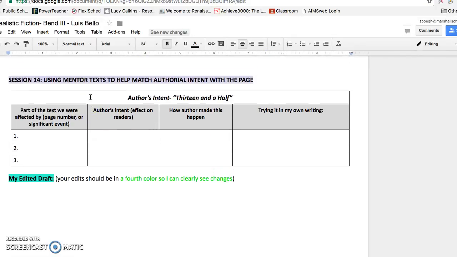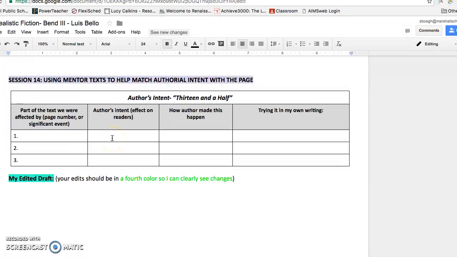Okay. You'll notice on session 14 in your Bend 3 document, I'm going to switch tabs, that your job today is to make note of the part of the text that we were affected by. So if I'm also filling out this document today, I would maybe just put under number 1, when Ashley makes the comment about the narrator telling her when she has to go to the bathroom. Or maybe just put like page 2, bathroom talk, whatever.